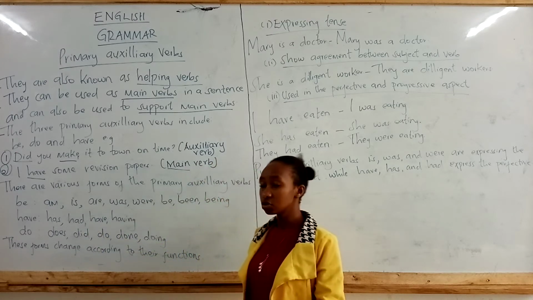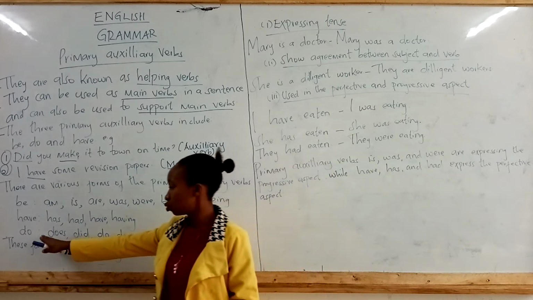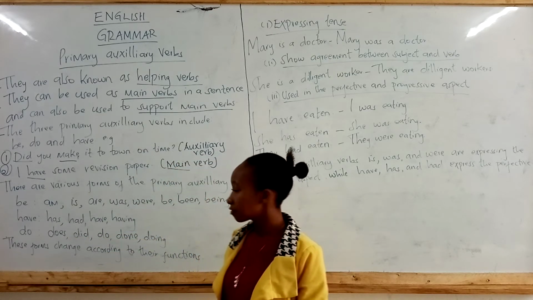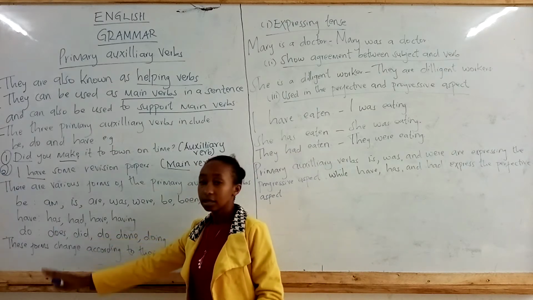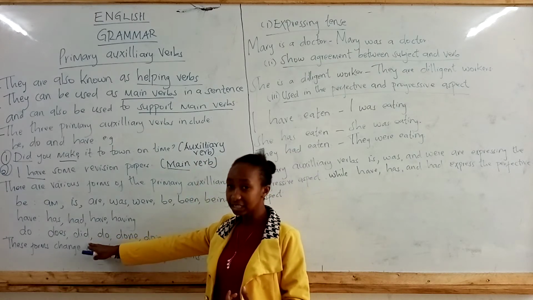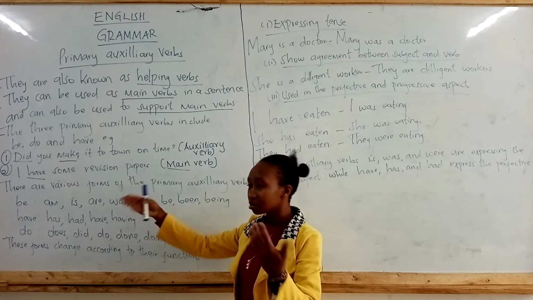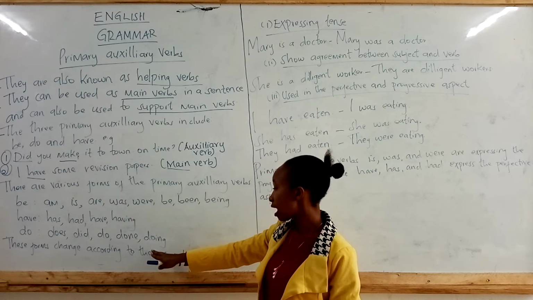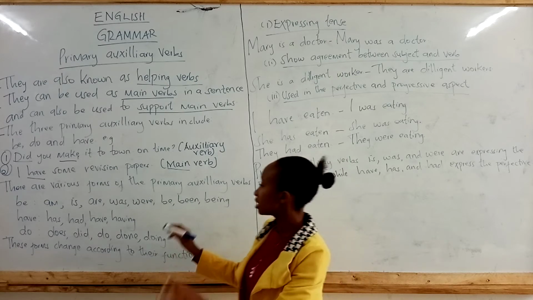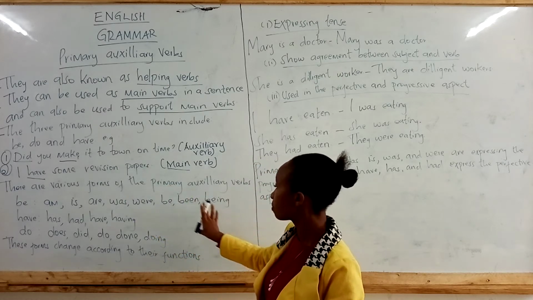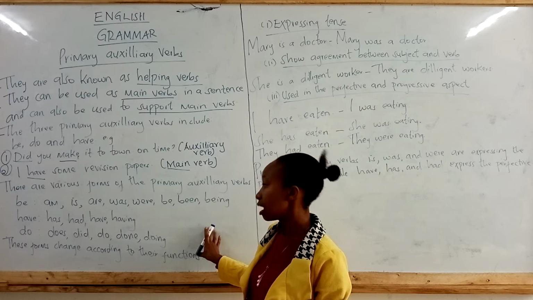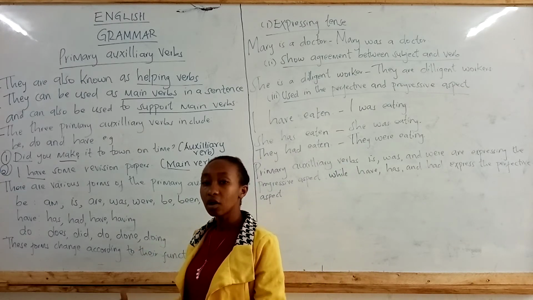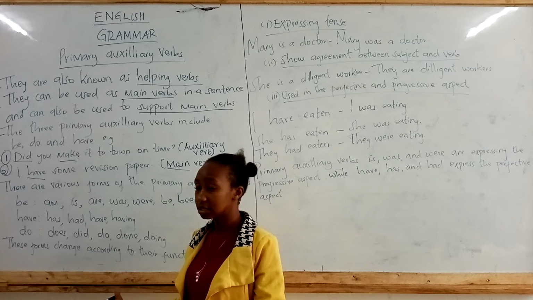We proceed on to the third one, which is do. Do can also take various forms. It can take the form of does, it can take the form of did, do, still maintaining. We can also have done, and we can also have doing. So these are the various forms of the primary auxiliary verbs. And we've said they normally take these various forms depending on the function they are serving in a sentence.